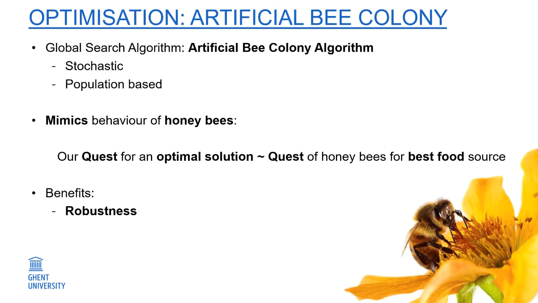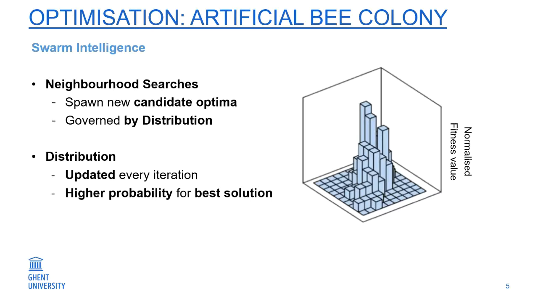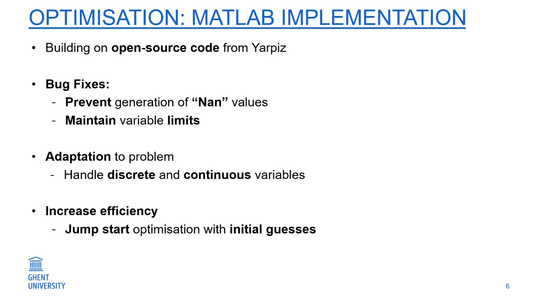One of the major benefits of this algorithm is its robustness, and this is the main reason why we opted for this algorithm. The artificial bee colony algorithm uses neighborhood searches to generate new candidate optima. These neighborhood searches are governed by a probability distribution that is updated every iteration. This update will increase the probability that neighborhood searches will be focused around the areas that are most likely to contain the global optimum.